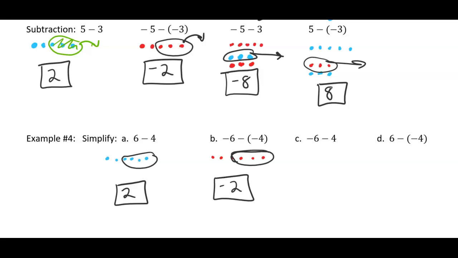Now, we have 6 negatives on part C. 1, 2, 3, 4, 5, 6. But then we want to take away 4 positives. We don't have 4 positives, so we have to put those in. But for every positive we put in, we also have to put in a negative so that we didn't change our values here. Now we can take out the 4 positives that we want to take out. So we're going to take those out. And then what will our answer be? Well, if you count them up, there's negative 10.